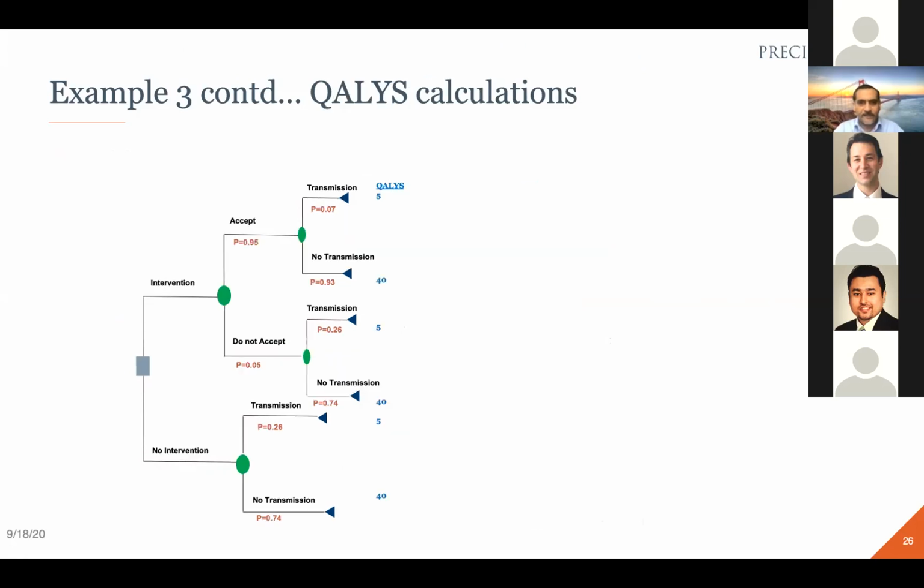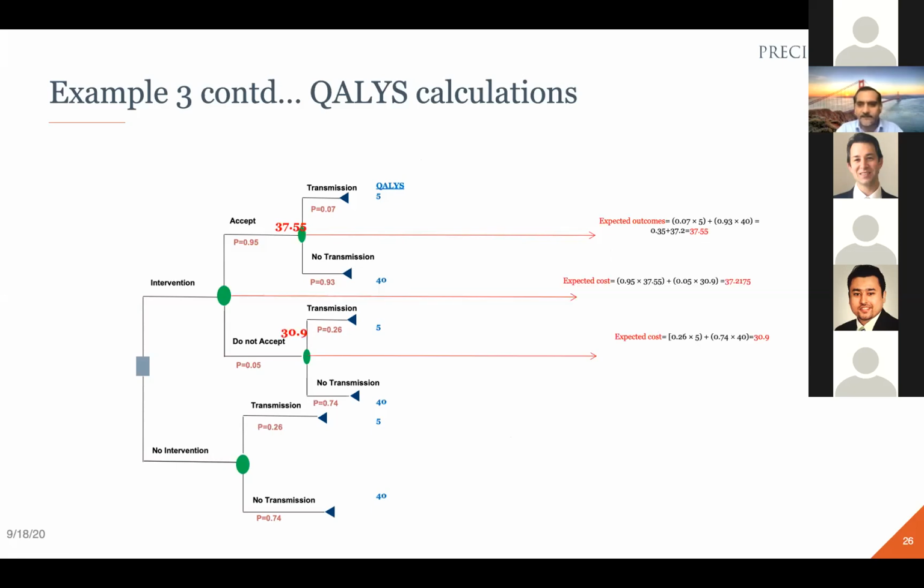So again, this is the QALY calculation. For each of the paths, you have to get the data for QALYs from the literature. And then you can calculate the expected QALYs. For this, your probability times the QALY, and this probability times this QALY will give you 37.55. And then the same thing here, 30.9. And then the same thing here, which is 37 QALYs for doing the intervention, and for not doing the intervention, it is 30 QALYs.